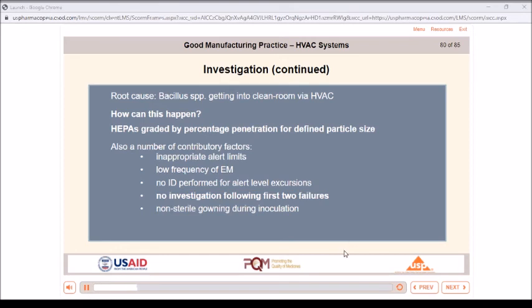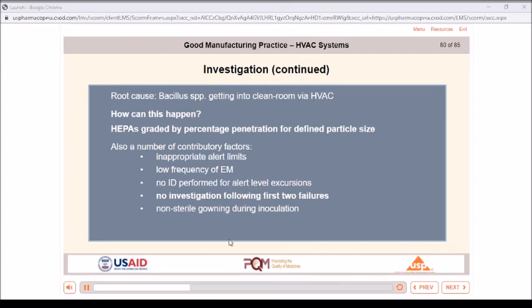How could this happen? There is sometimes a lack of understanding within the pharmaceutical community as to how HEPA filtration works. HEPA filters are graded by the percentage of particles of a defined particle size that can penetrate the filter. Therefore, if the filter is challenged with a sufficiently large load of a specific particle size or smaller, some of the particles will eventually get through.